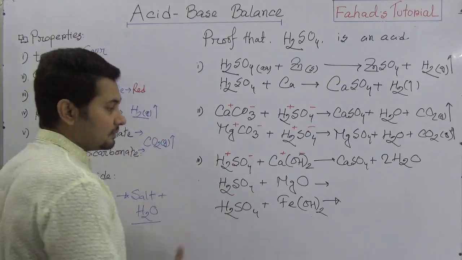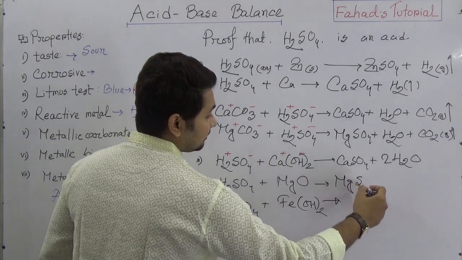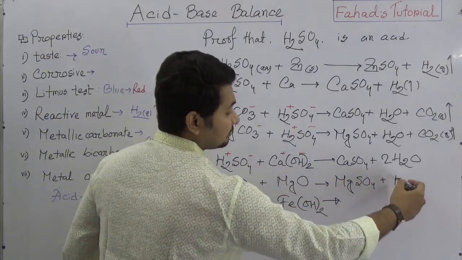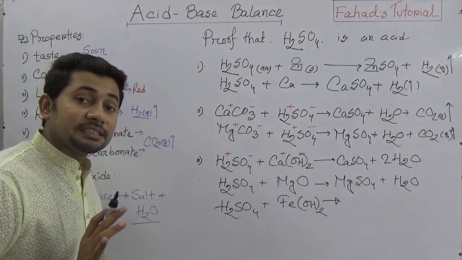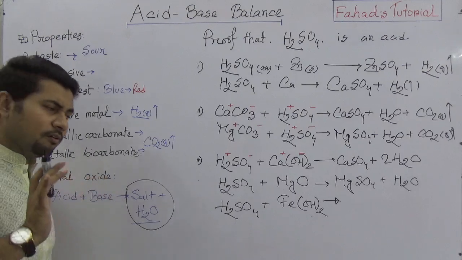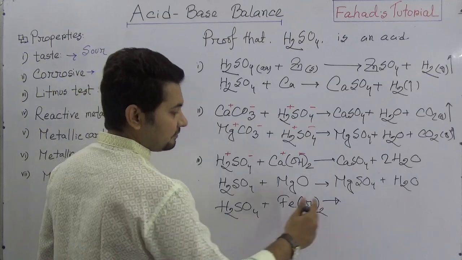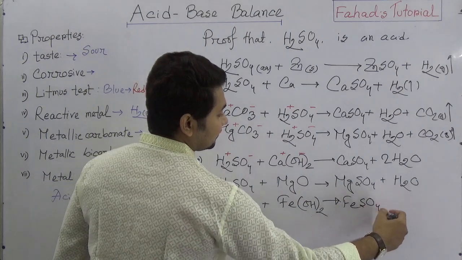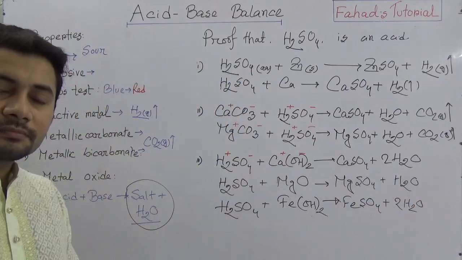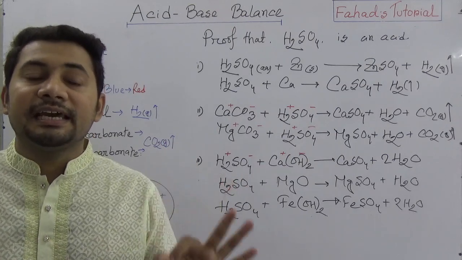Here sulfuric acid undergoes reactions with magnesium oxide, so magnesium sulfate will be produced, and simply H2O, that is water, will be produced. As it is a neutralization reaction, the main products are salt and water. Obviously water will be produced primarily. Sulfuric acid with ferrous hydroxide gives ferrous sulfate, and then 2 molecules of water. So this reaction proves that H2SO4 is an acid.